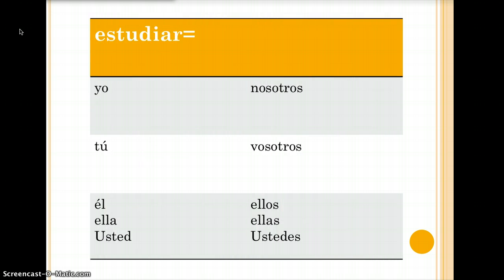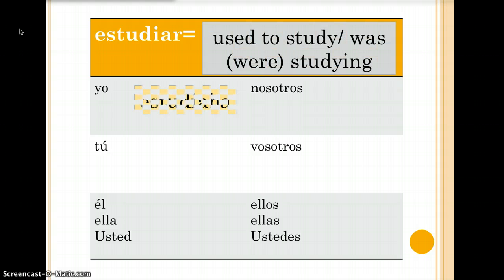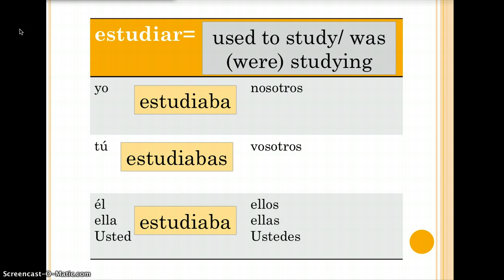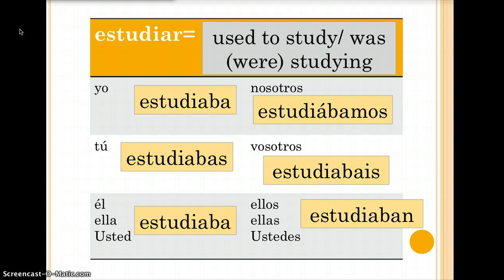Let's do some practice. Estudiar, used to study, was or were studying. Take off your AR and add your ABA endings. Estudiaba, estudiabas, estudiaba, estudiábamos, accent, estudiabais, estudiaban.